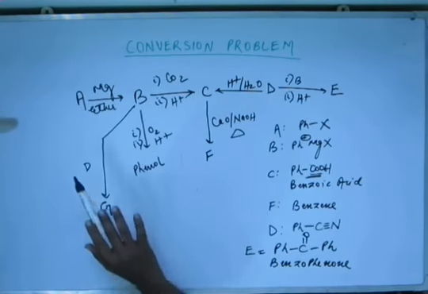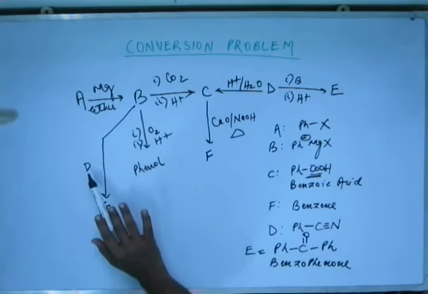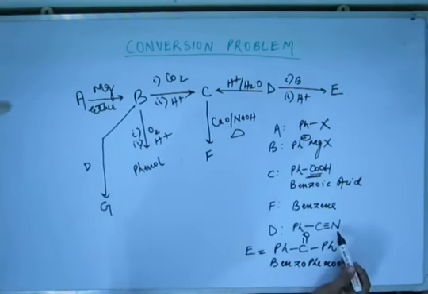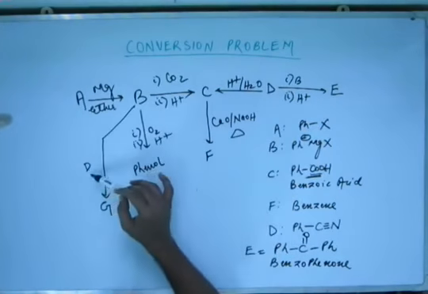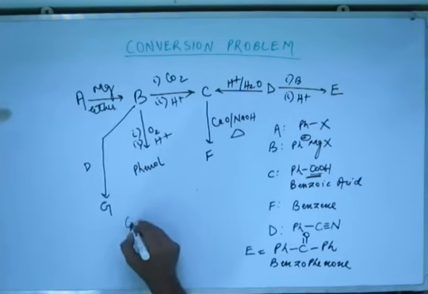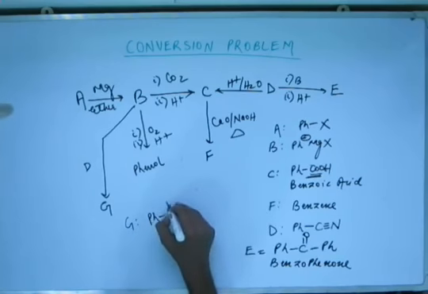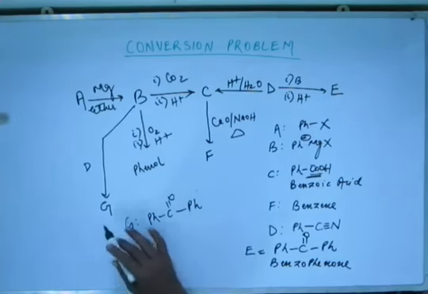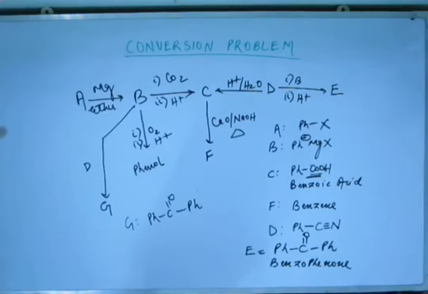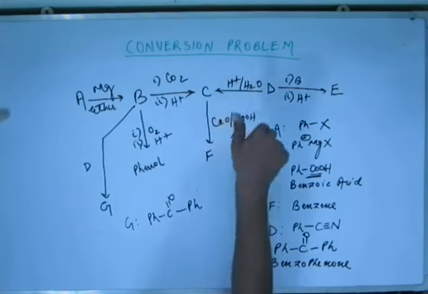Now in G you are adding D on B. B we know is a Grignard reagent. D we have identified as a cyanide. So basically this is the same reaction. You are adding B on D here, and you are also adding D on B here. So G again will be a benzophenone. So G effectively is the same as E. So G is benzophenone.